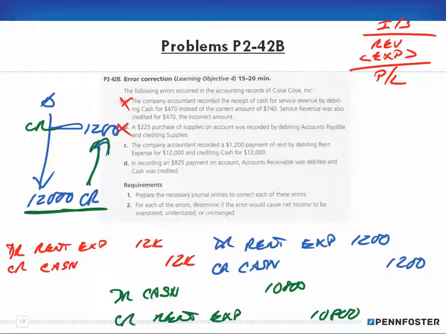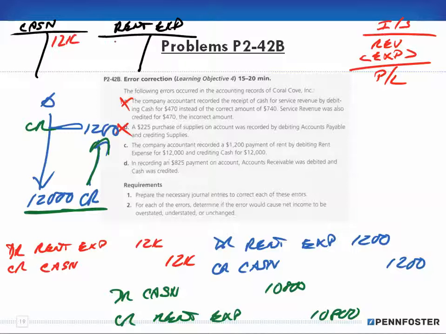Okay, so let's take a look at that in the T accounts. Maybe it looks a little bit easier to understand there. So here's my cash, and here's my rent expense. I had a credit of $12,000 and a debit of $12,000. But the issue here is that I'm only supposed to have a balance of $1,200 in both of those accounts: $1,200 on the credit side for cash and $1,200 on the debit side for rent expense.